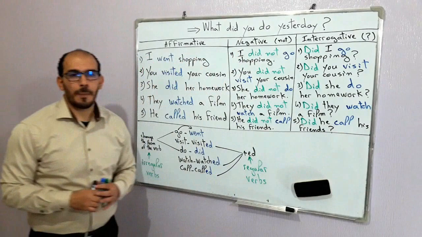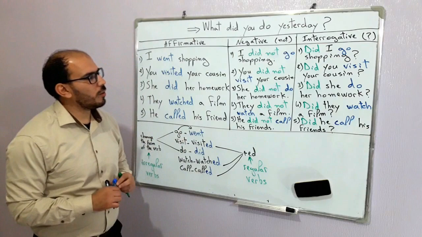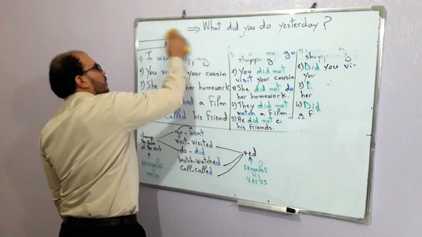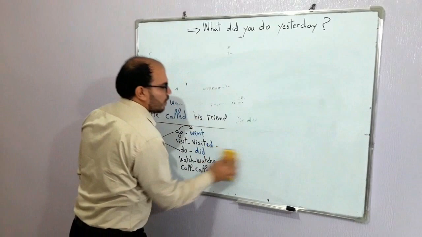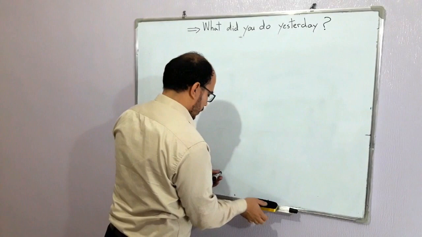Okay, and as a conclusion, when we want to write the interrogative form, we just invert the subject with the auxiliary did and put the verb, and by the end put a question mark. To put it in a different way and have a conclusion to the past simple in terms of the verb form, right, so what did you do yesterday?